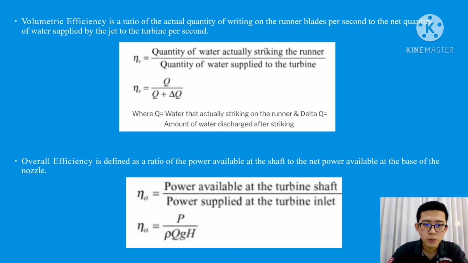Its formula is quantity of water actually striking the runner divided by quantity of water supplied to the turbine. The fourth one is overall efficiency. It is defined as the ratio of the power available at the shaft to the net power available at the base of the nozzle. Its formula is power available at the turbine shaft divided by power supplied at the turbine inlet.